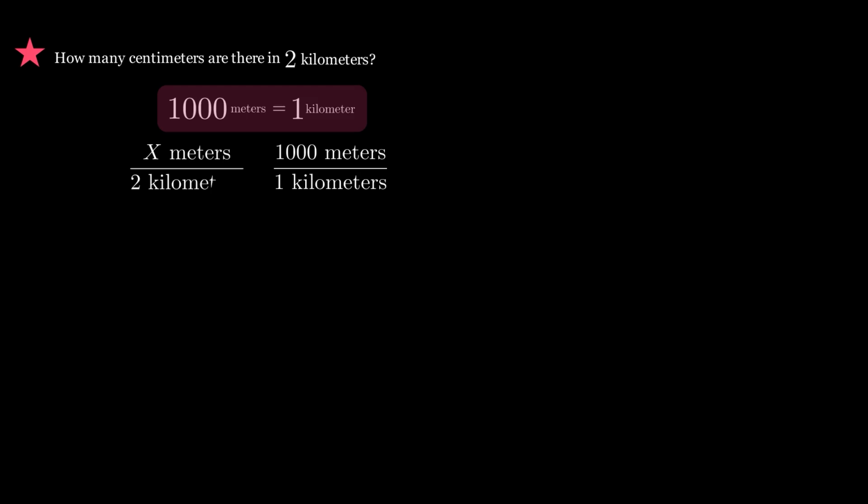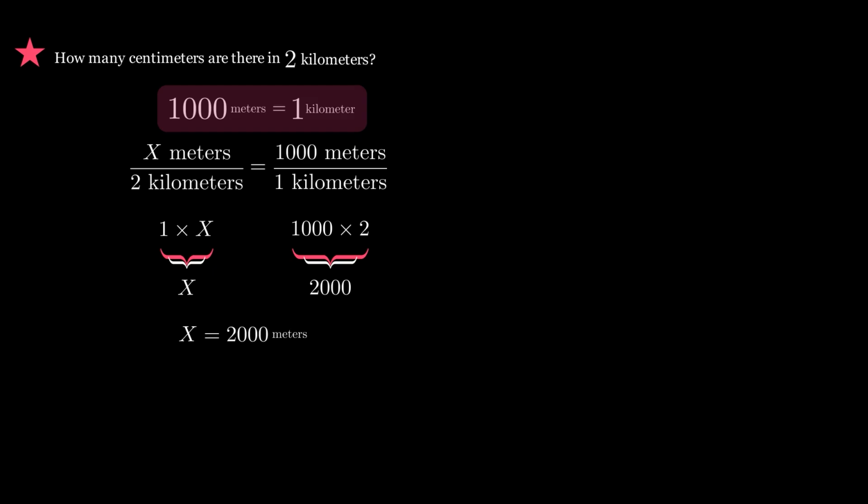We know that 1 kilometer is equal to 1000 meters. So we can write it down as 1000 meters over 1 kilometer. Now what we do not know is how many meters there are in 2 kilometers. So we can write it down as x meters over 2 kilometers. After cross multiplying, we get 1000 times 2 equals 1 times x. So after simplifying it further, we get x equals 2000 meters. Now we know that there are 2000 meters in 2 kilometers.